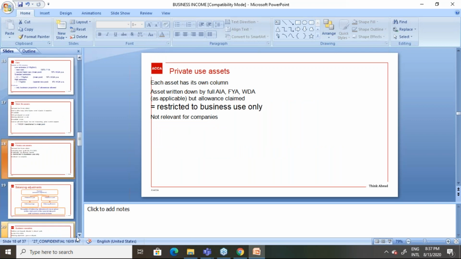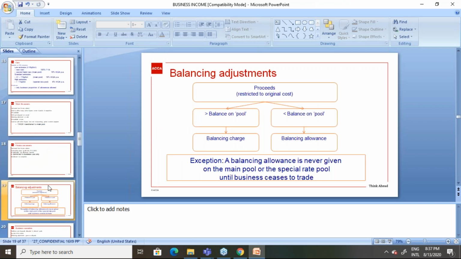I explained about private use assets. So I explained about balancing adjustments. This is not actually important, but you asked this question, what is depooling? Depooling is a situation where, without recording an asset in the main pool, you record it in a separate column. We call it depooling. You are taking it out from the pool.